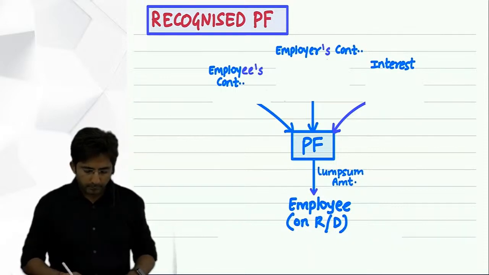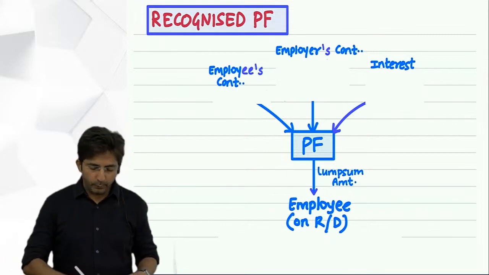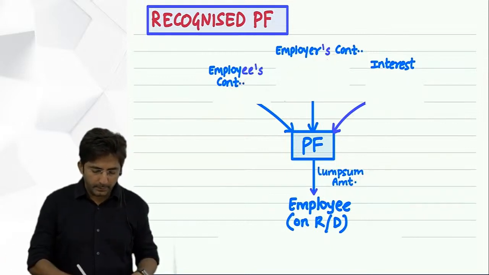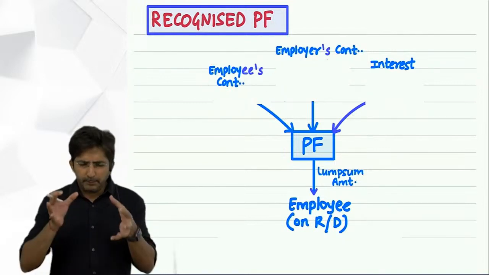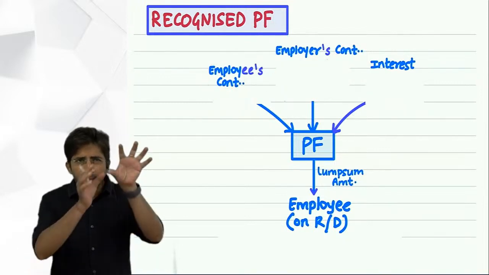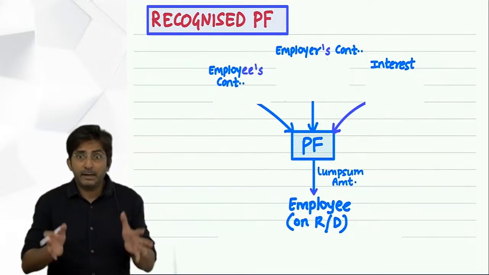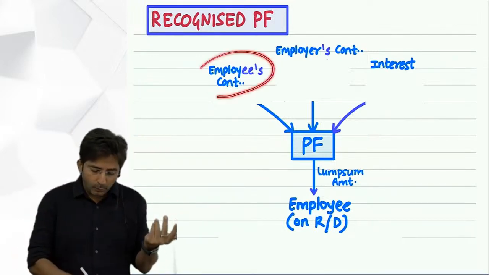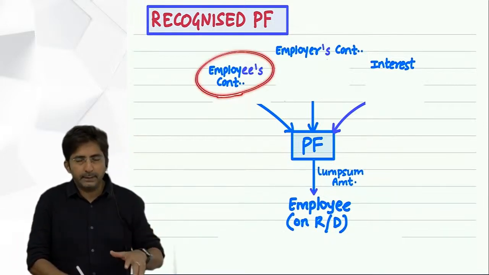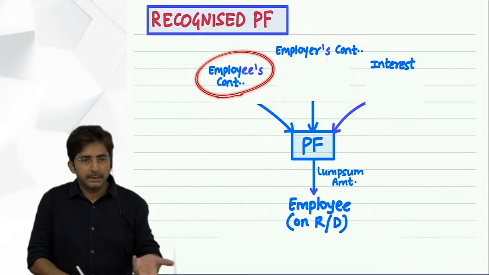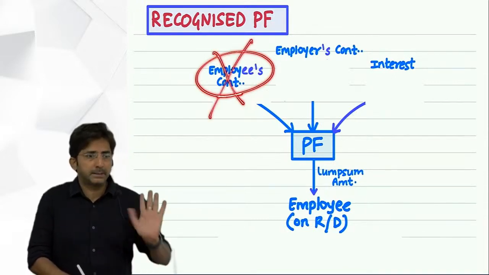So, now recognized provident fund. Even in recognized provident fund, you will find these four items. Okay, so one by one. What about employee's contribution? Ignore it. Whenever you see employee's contribution, you should feel it is deducted from basic only. And basic, we don't write net, we write gross. So this is automatically included in the basic salary. In fact, it is a part of basic salary. So this should not be recorded because we have already recorded basic salary.